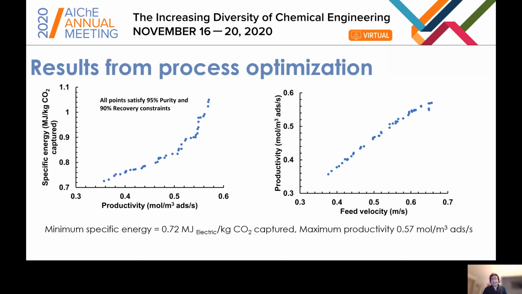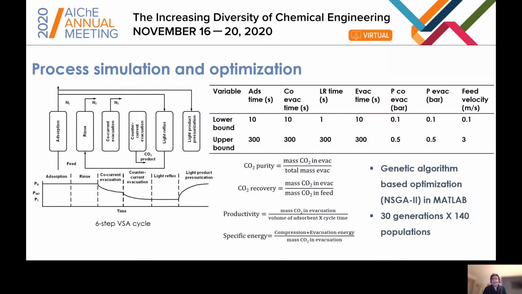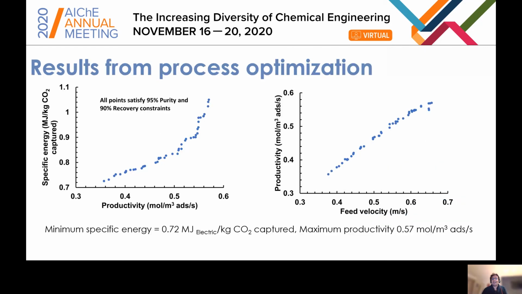Now, if I can go back one slide again to the table, the feed velocity, which is basically the interstitial feed velocity, the upper bound is about 3 meters per second. And if I go to the next slide, I have plotted the productivity as a function of the interstitial feed velocity. You can clearly see that the optimizer chose values between roughly 0.35 to 0.65 meters per second. And this means that the velocity is not reaching the upper bound. And this can be attributed to the low capacity of CO2 in this sorbent.